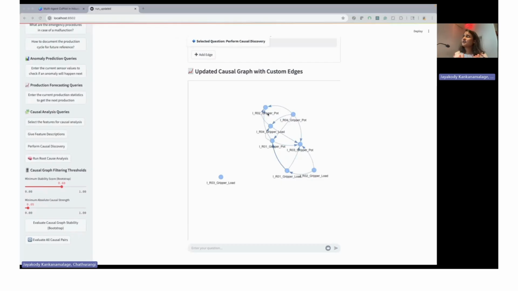Yeah, so actually it also shows the true relationship. If in this causal graph you see that there is a relation between IR for gripper potentiometer and IR for gripper load, but there is no direct connection between IR for gripper potentiometer and this other variable, that strength gives the indirect relationship as well. So we are able to get that hidden pattern also through this causal graph.